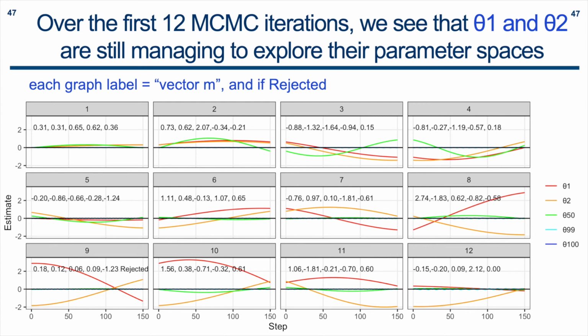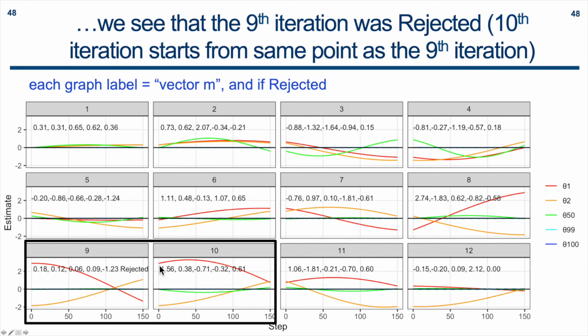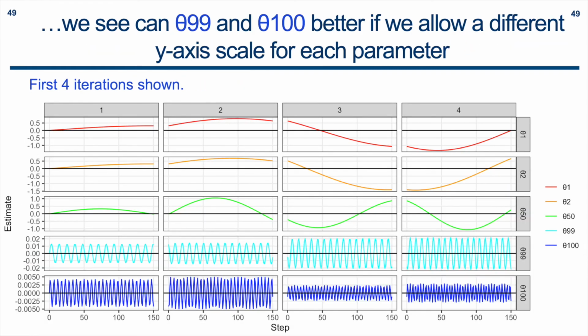So the 10th iteration we see here, basically if we just focus on this box here, it starts at exactly the same place as the 9th iteration, but with a new set of momentum variables. And at the end of the 10th iteration, it gets accepted, and we carry on through the 11th and the 12th. Now on these graphs you can see theta 1, theta 2 and theta 50, because the standard deviation here is about 1 and here it's about 0.5, but we can't see theta 99 and theta 100 because they have much smaller standard deviations.